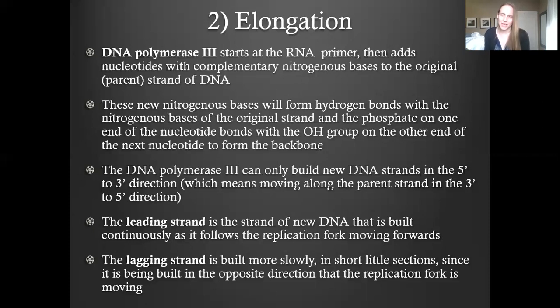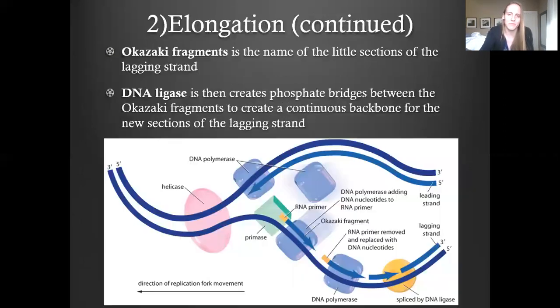The lagging strand is built more slowly. It lags behind the other strand because it's built in little tiny sections. And the reason for that is that it's being built in the opposite direction of the replication fork. So it like builds a little section and then backtracks, builds a little section, backtracks, builds a little section. You'll see all that when we get to the diagram.